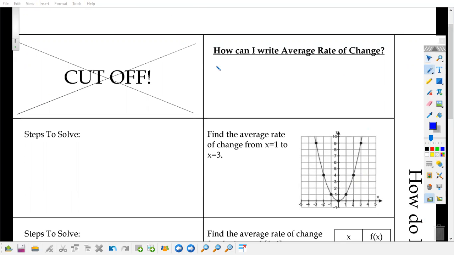So in Algebra 1, you learn to write the average rate of change as your change in y over your change in x, which equals y2 minus y1 over x2 minus x1. Does that look and sound familiar? Okay.